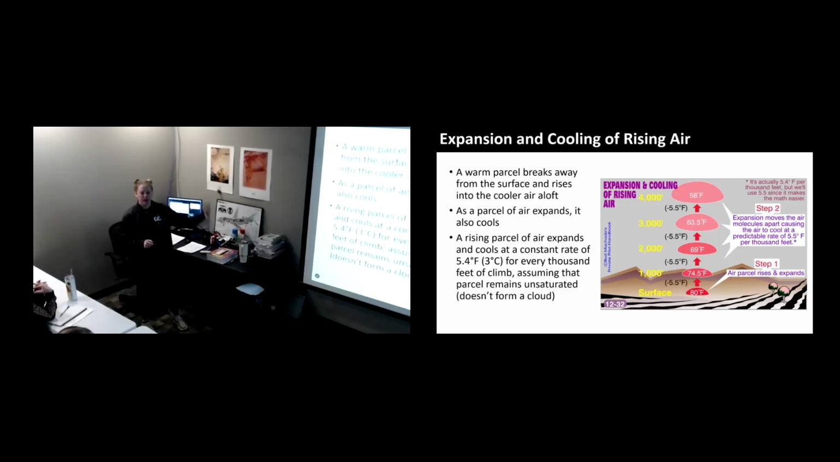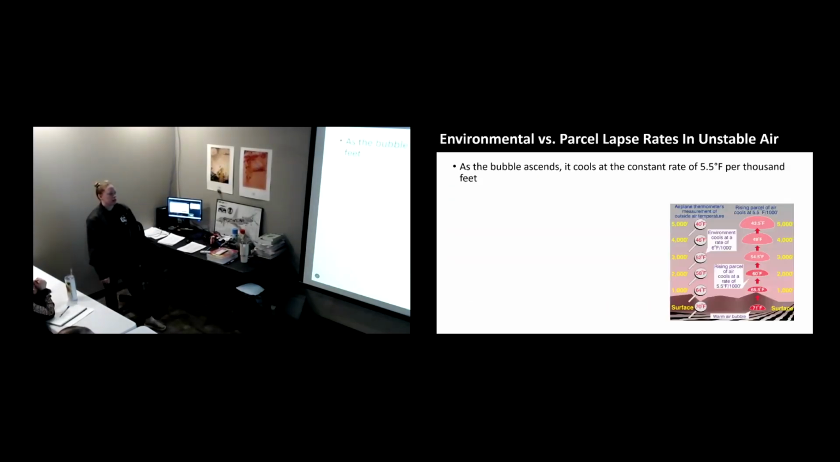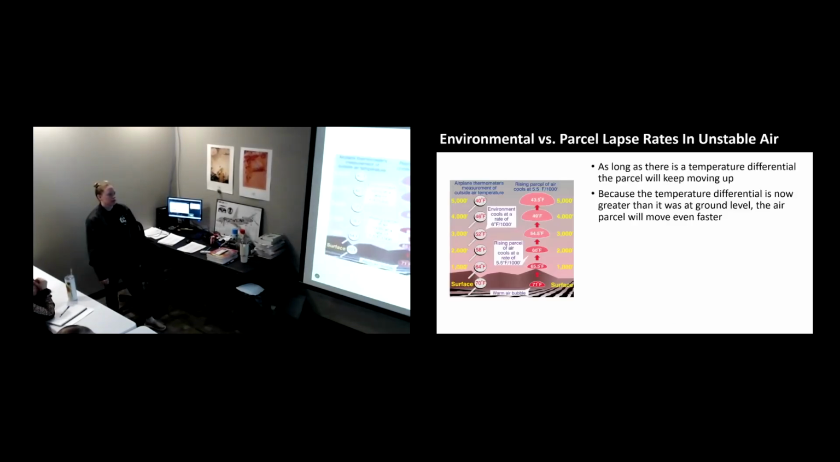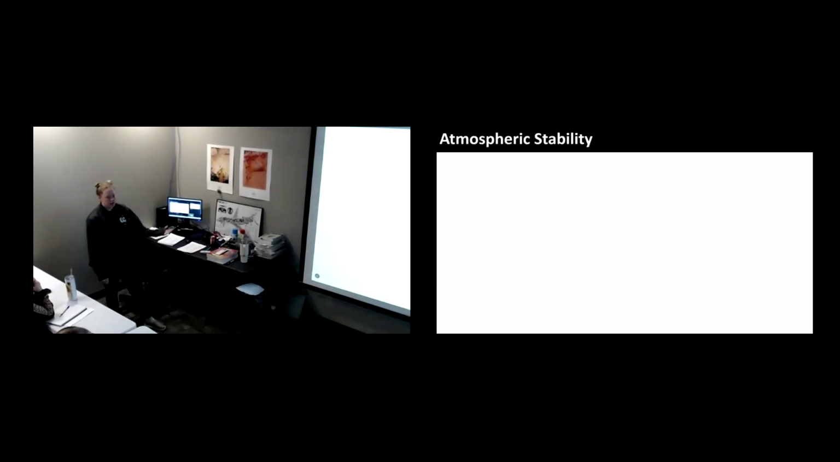All of this stuff is not going to be directly asked on the written test. But could you see how this would be useful to know? Obviously, the opposite happens as it's descending air.